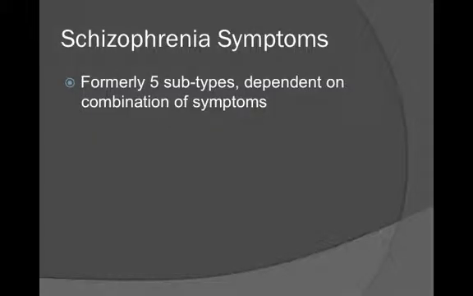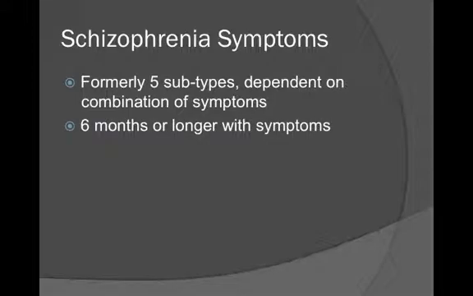Now let's talk about schizophrenia. In the DSM-4, schizophrenia had 5 subtypes, and these were dependent on a combination of symptoms. In the DSM-5, they've recognized that many people didn't actually have their symptoms in the particular combination that was being prescribed, and so they have removed the subtypes and simply called it a spectrum disorder, where clinicians can identify the particular symptoms and the severity of the symptoms based on each individual case.